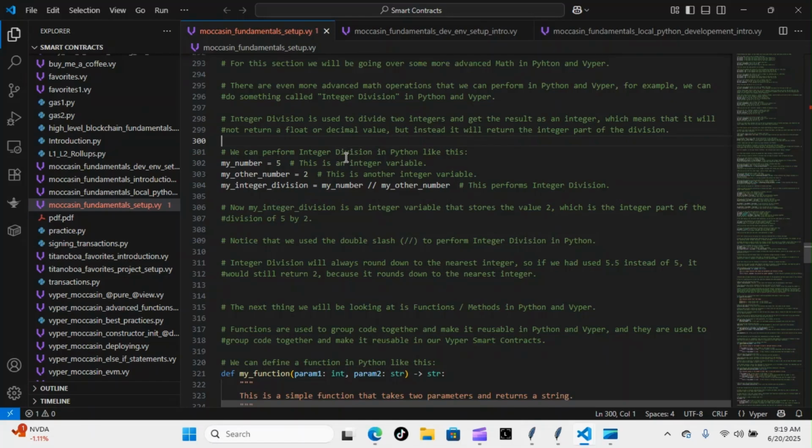So yeah, the next one we'll be looking at is functions and methods in Python and Viper, and we're going to pick that up tomorrow. But of course, I will keep you posted every step of the way.